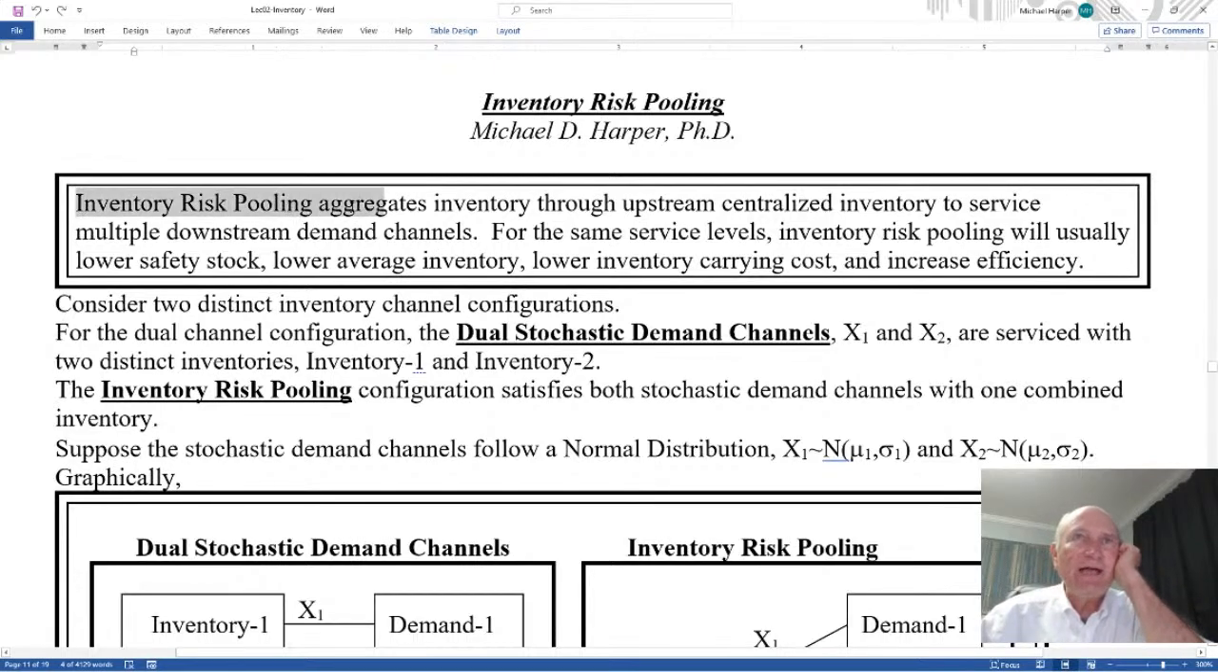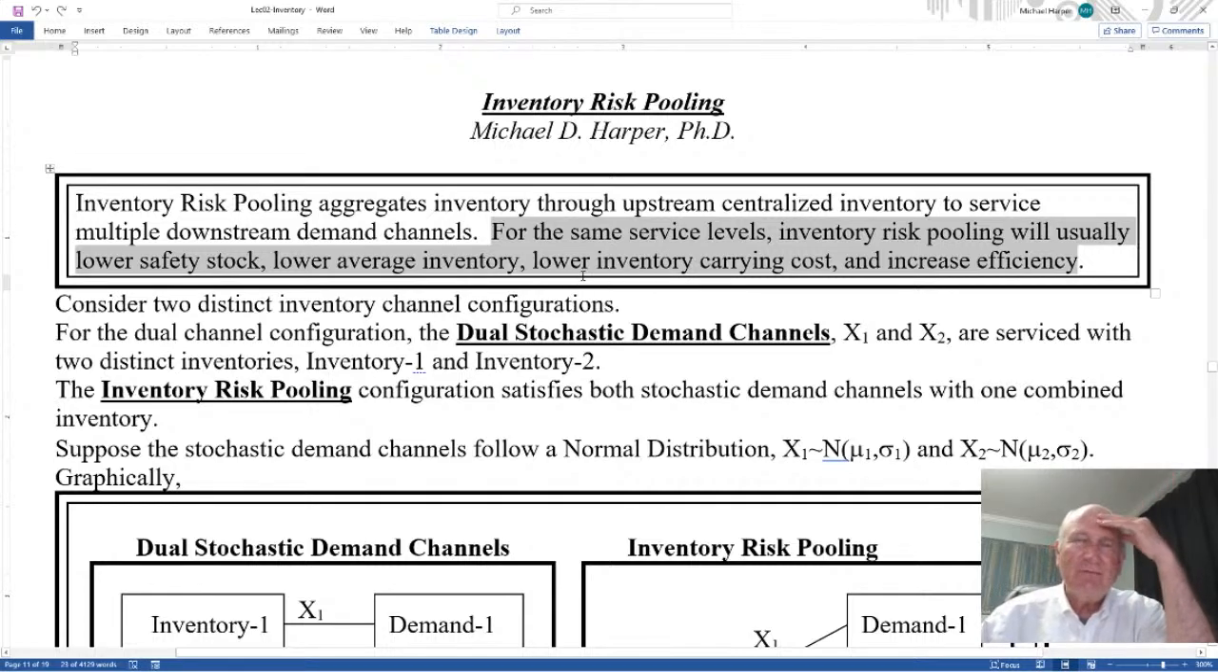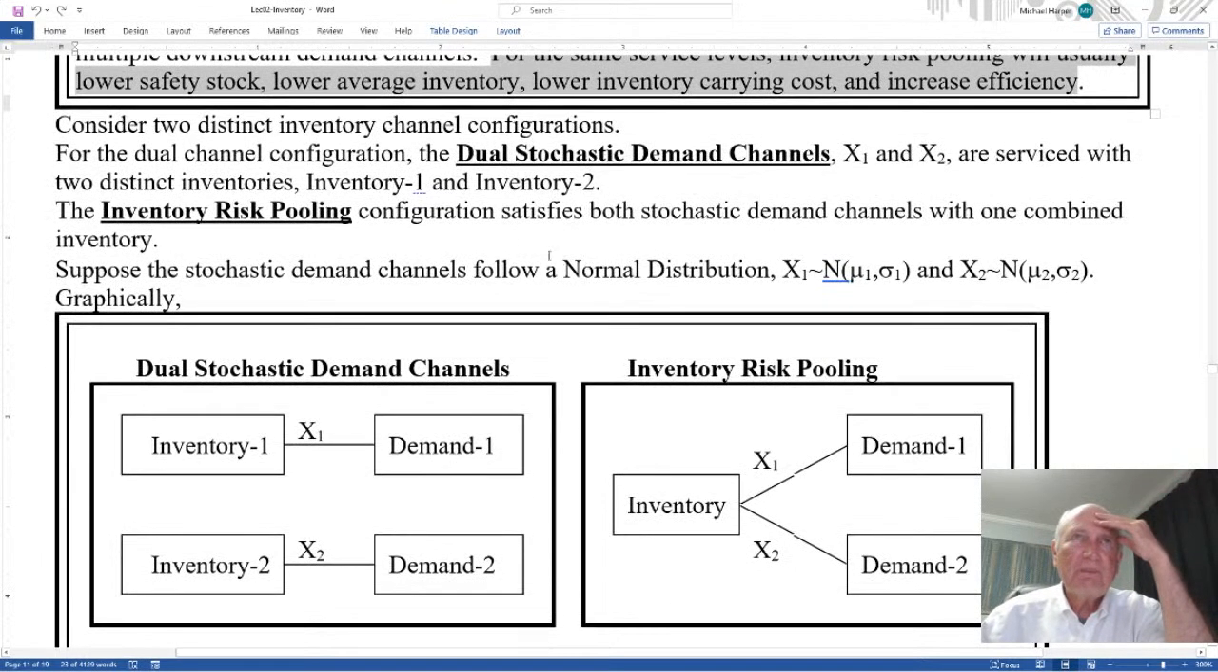Inventory risk pooling aggregates inventory through upstream centralized inventory to service multiple downstream demand channels. For the same service levels, inventory risk pooling will usually lower safety stock, lower average inventory, lower inventory costs, and increase efficiency. That's why they do it. Okay, but let me show you what that means.